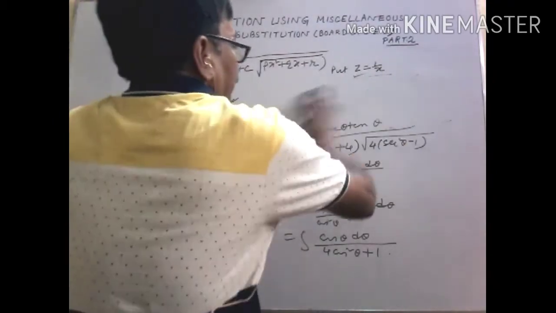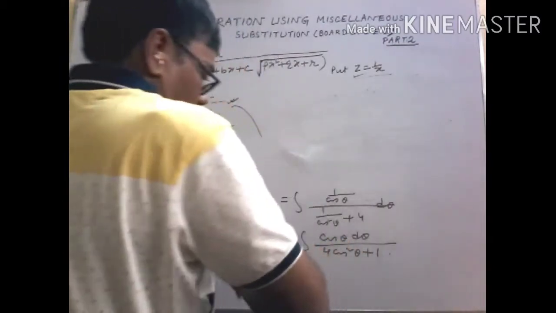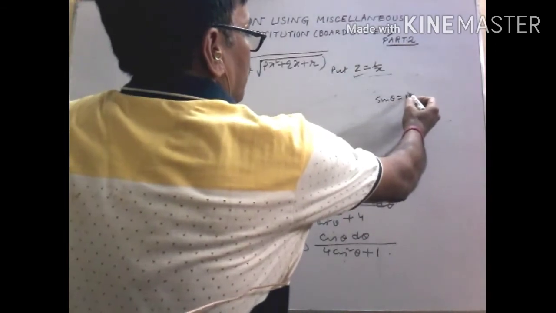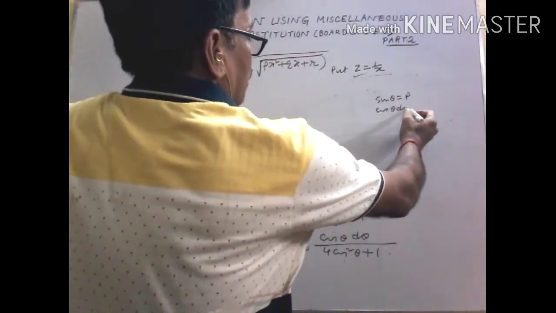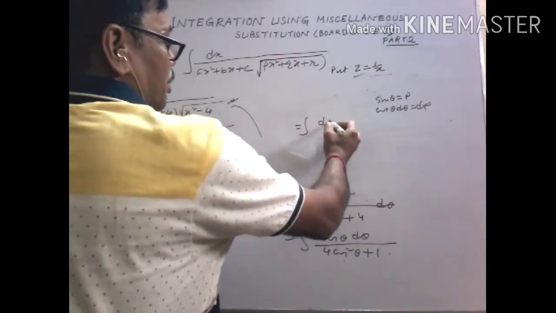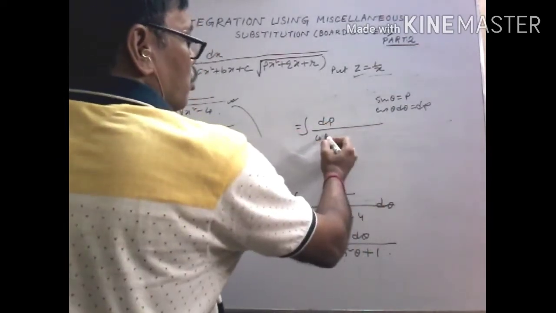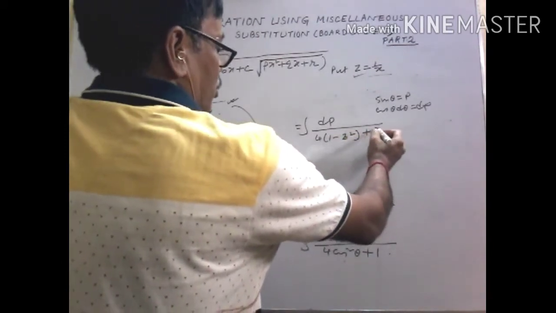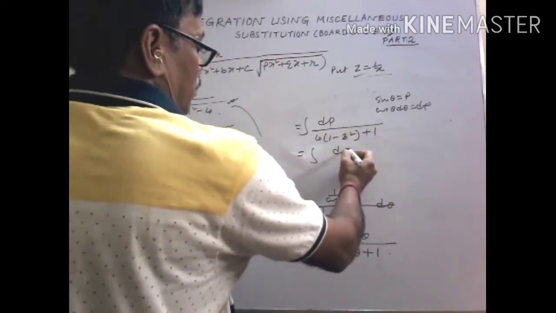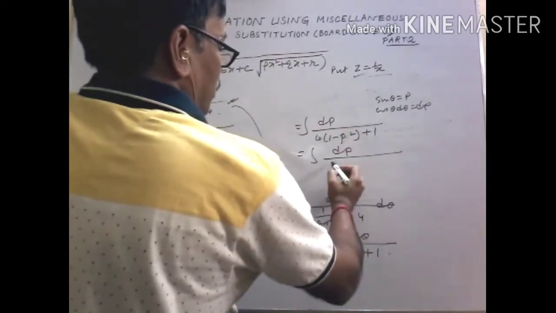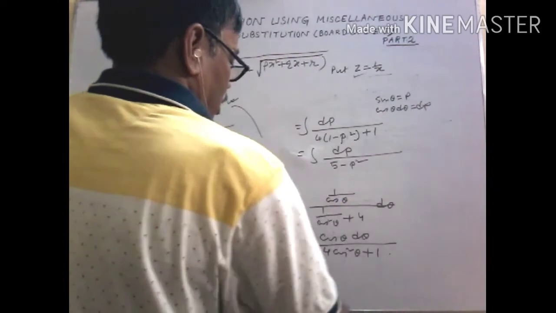Now this one is simple. Look, whose derivative is cos theta? So sin theta equals to p, so cos theta d theta equals to dp. Now this integral reduces to dp by 4 into 1 minus sin square theta plus 1, so 4 into 1 minus p square plus 1. So dp by 5 minus p square.